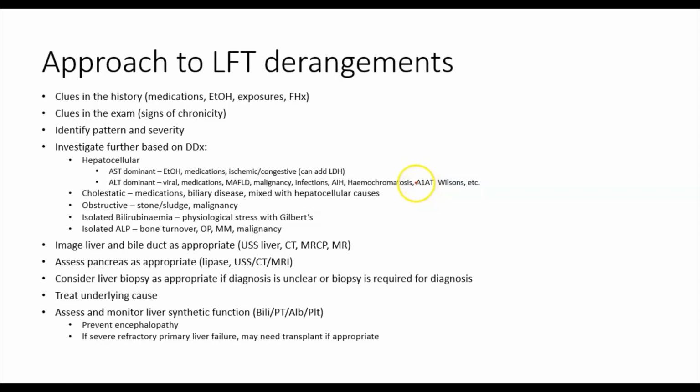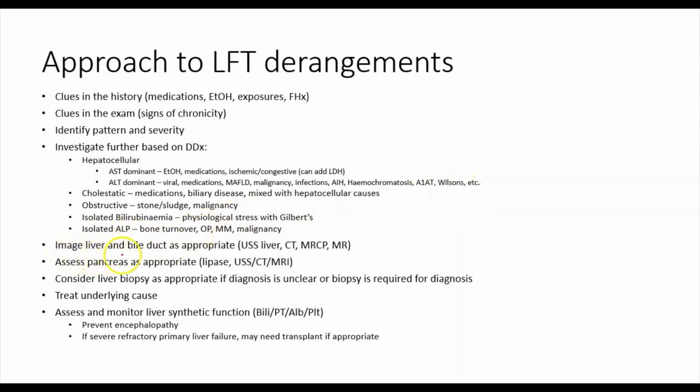You can do an alpha-1 antitrypsin level to look for a low level to suggest alpha-1 antitrypsin deficiency, and you can do a ceruloplasmin level looking for a low level which may suggest Wilson's disease. The patient also has neurological symptoms with hepatic failure, but this typically occurs in young patients.